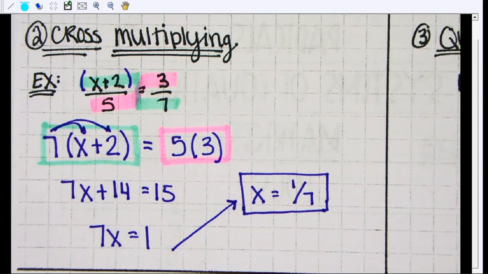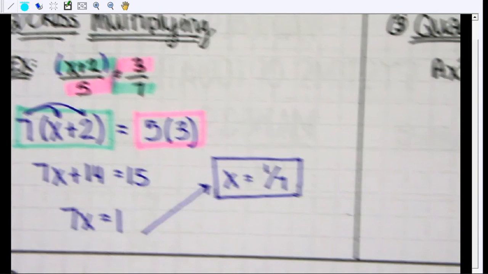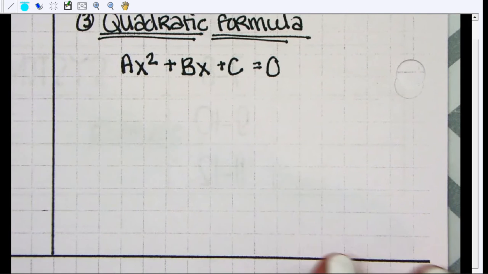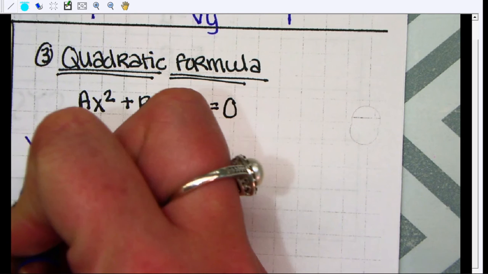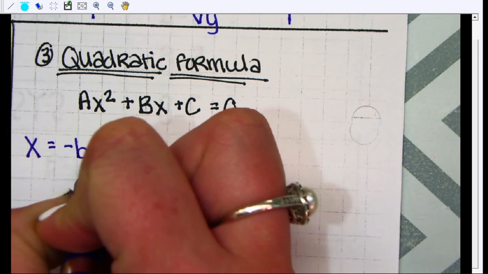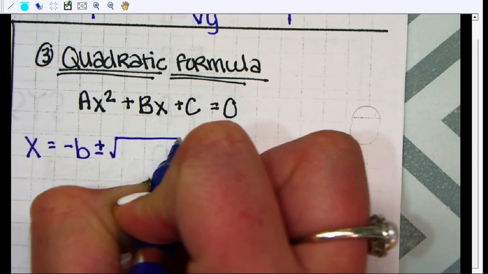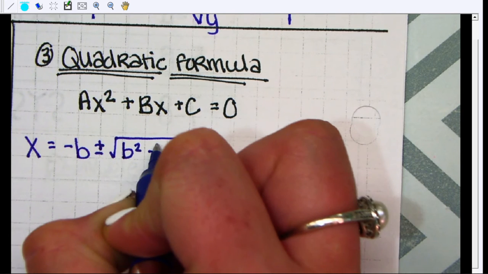Okay. All right, quadratic formula. What is the quadratic formula? x equals negative b plus or minus the square root of b squared minus 4ac all over 2a. Good job. You guys all know the song?